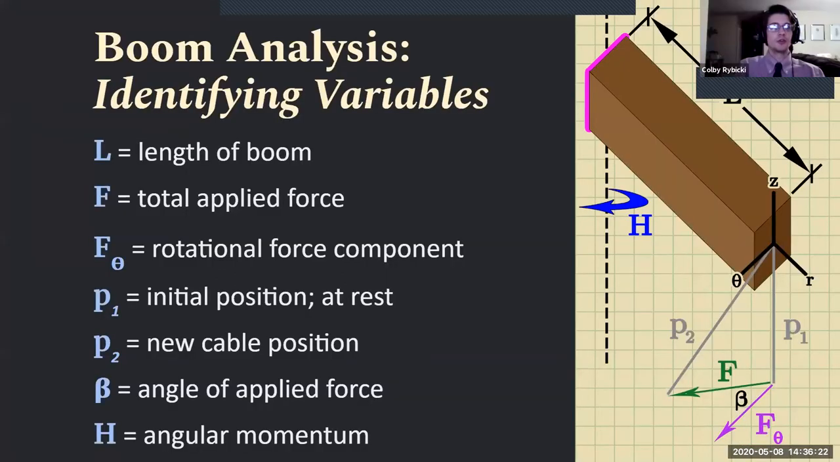So our first problem had to deal with the torque produced on the grinder. Our second problem with the system is the sheer size of the boom itself. It's 26 feet long and weighs 200 pounds, making it difficult for the operator to reposition. Plus, it's difficult to stop the moving boom due to its large momentum. We'll get into the analysis in the next few slides, but let's first establish the variables we'll be using. L is the length of the boom, F is the total applied force, F theta is the rotational force component, P1 is the initial position of the boom at rest, P2 is the new position of the operator as he moves, beta is the angle of the applied force, and H is the angular momentum.